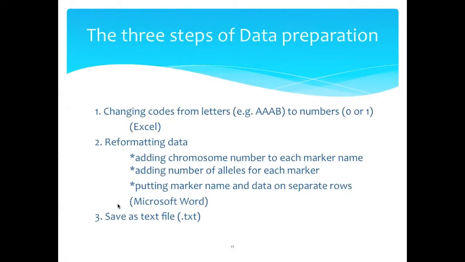To get an appropriate data set, 3 steps are needed. The first one is changing codes from letters to numbers. The second one is reformatting the data. And the third one is saving it as a text file. I will give more details for each one.